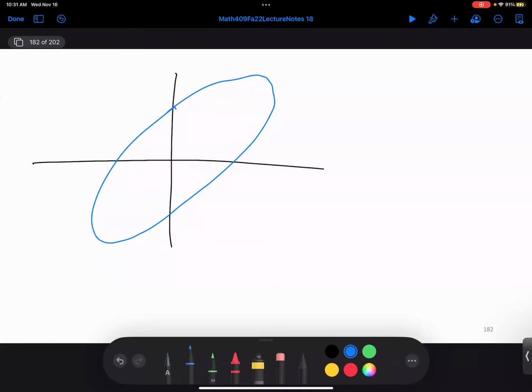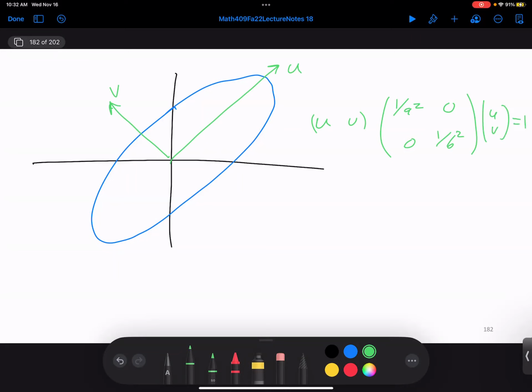With what you've done in high school, we don't know how to write down the equation of this ellipse. But what we can do is we know linear algebra. And linear algebra is all about choosing the right basis. So if I change from the xy basis to the uv basis, we know how to write things down. And then you would just get (u v) times the matrix [1 over a squared, 0; 0, 1 over b squared] times (u v) equals 1.